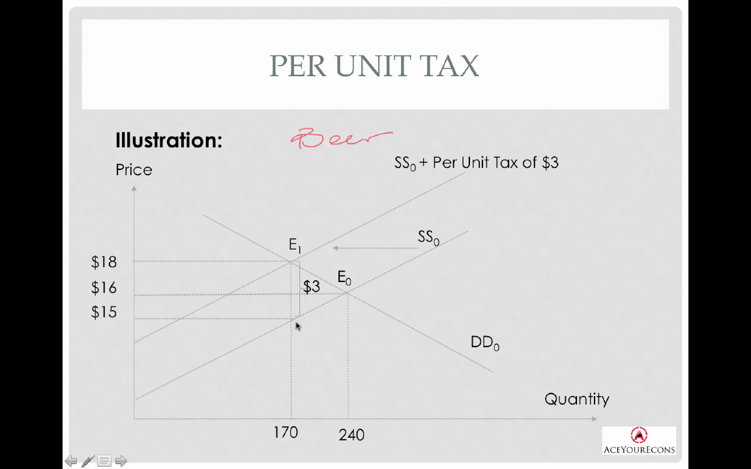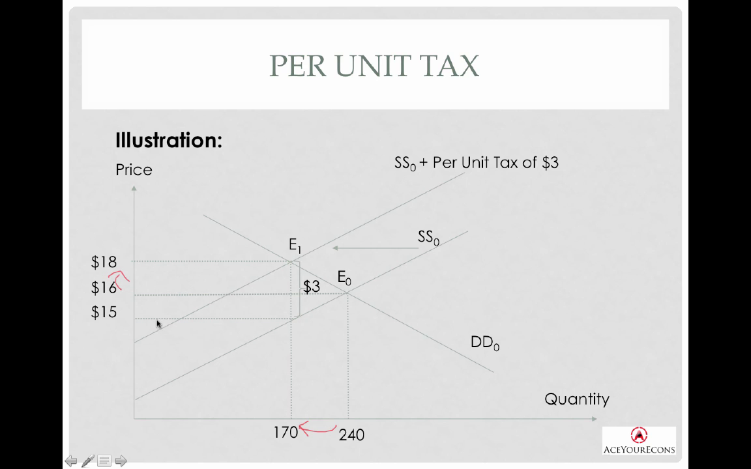The second thing to note is that your parallel shift is $3. This is a per unit tax of $3 imposed on the supply curve, so it has actually shifted upwards at every point of your supply curve. But normally we use a leftward shift. So we can see that with a tax imposed, your equilibrium price goes up and quantity goes down, because of higher cost of production.